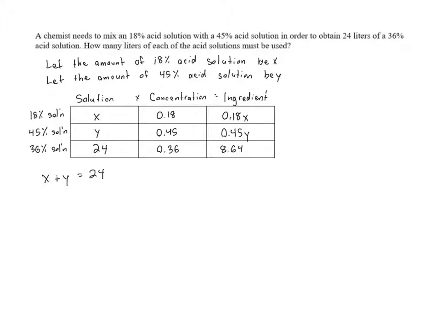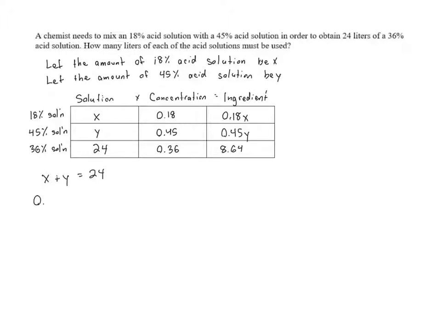Now, if we look in the ingredient column, these tell us how much of the acid is in each of the solutions. Because it's not all acid, it's only a certain percent. So if we look at the first one, there's 0.18x liters of acid. And in the second one, there's 0.45y liters of acid. We know that we need 8.64 liters of acid because that's 36% of the 24 liters in total. So because we need 8.64 liters of acid in total, if we add the amount of acid from each of the solutions, we should have a sum of 8.64.